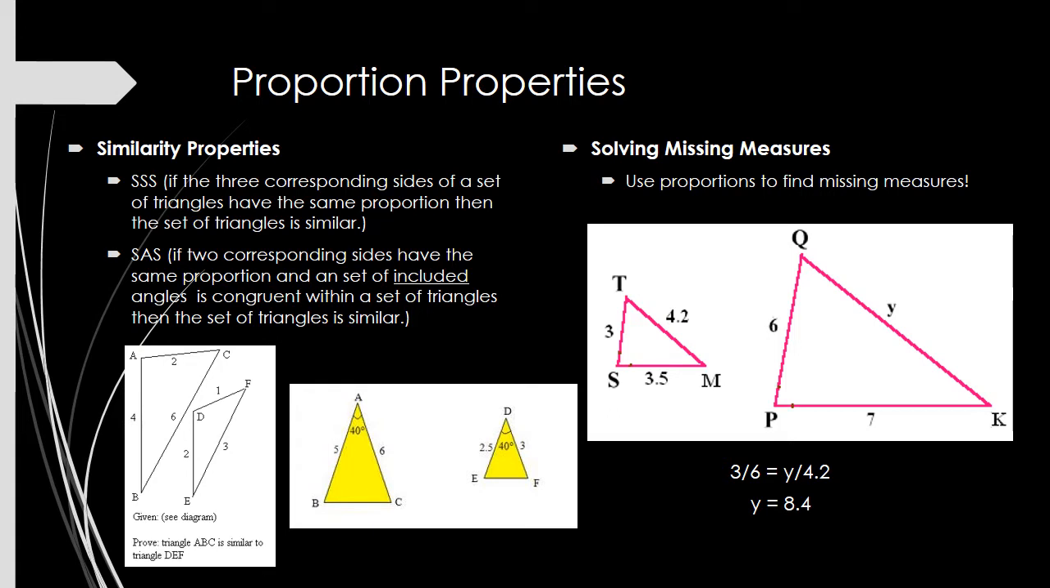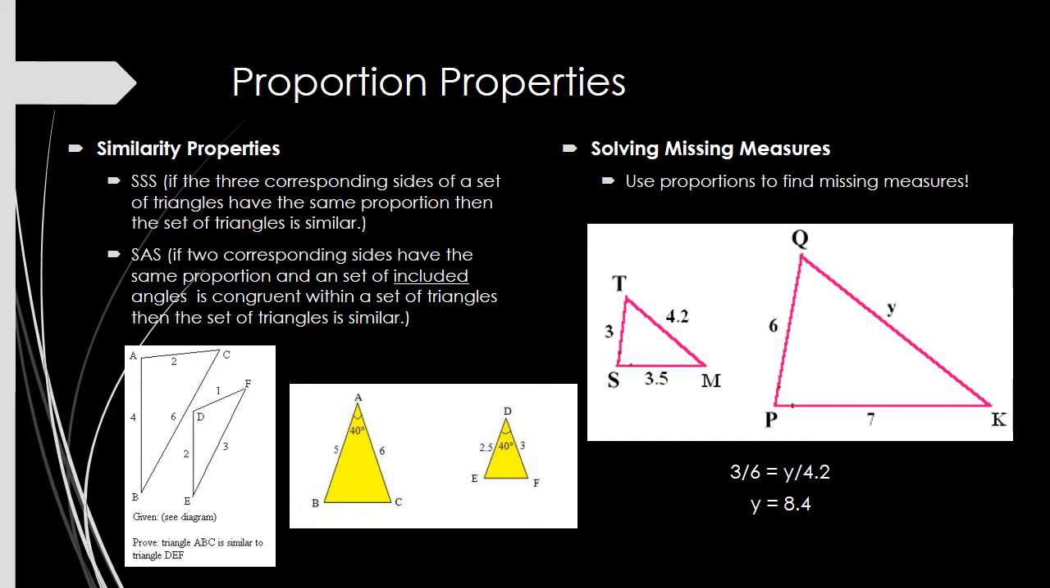Side-angle-side states that if there are two corresponding sides that have the same proportion and there's an included angle, meaning an angle between those two sides, and those angles are congruent, then you have a set of triangles that are similar.